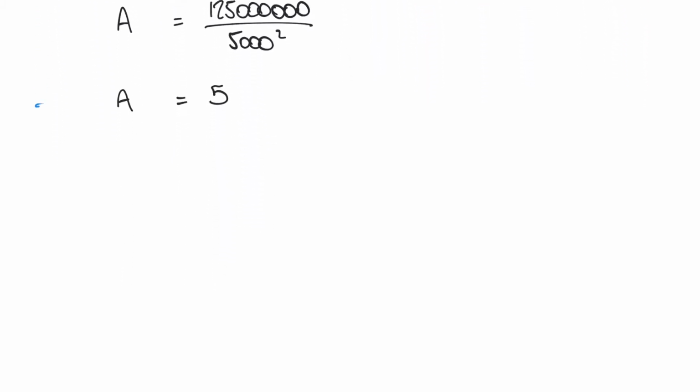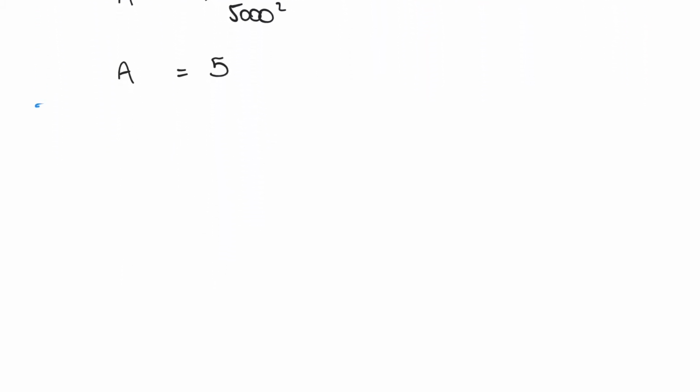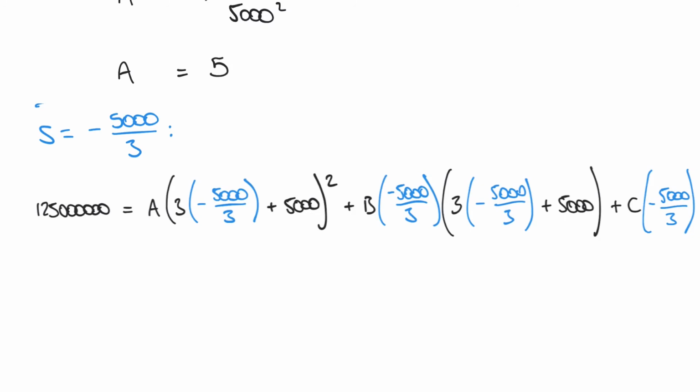Okay, next up, I'm going to substitute a guess of S equals minus 5,000 over 3. Why am I substituting minus 5,000 over 3 in for S? Well, the reason is to make those brackets, the 3S plus 5,000 terms, cancel to 0. So we'll see what we mean by this. Wherever there's an S now, it's now minus 5,000 over 3. We have something that looks like this.